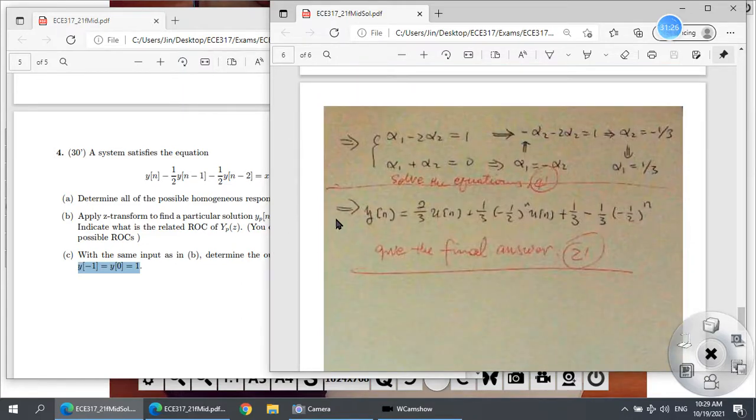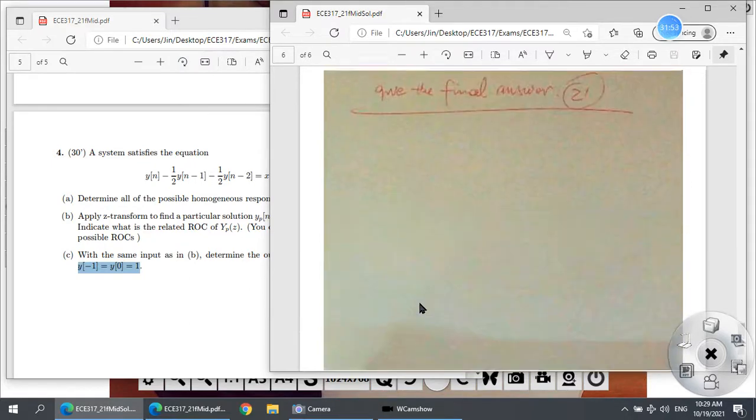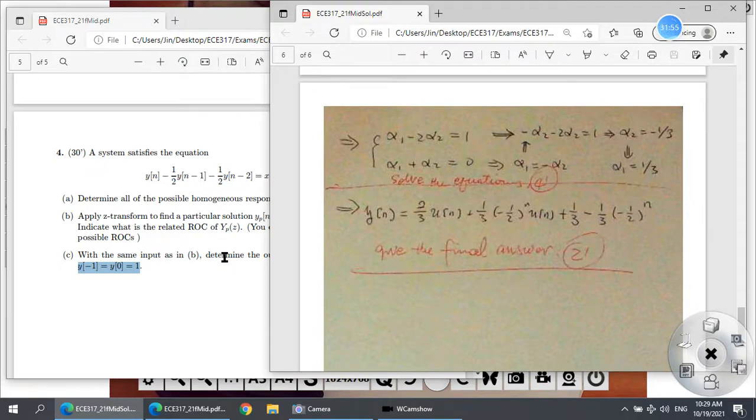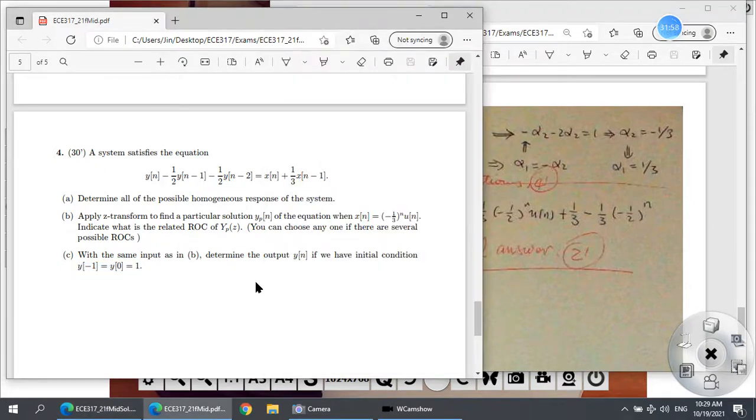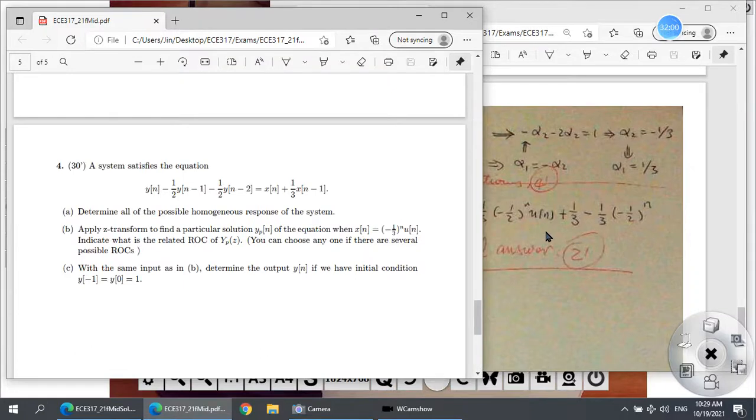Then we just plug in. What is y? The first two terms come from the particular solution. And in the second term, alpha 1 is 1/3 and alpha 2 is negative 1/3, times negative 1/2 to the n. So this is the answer of part C. Okay, this is problem 4. That's all, we have 4 problems.